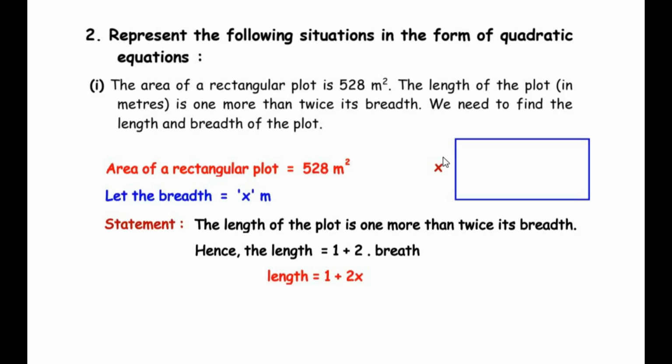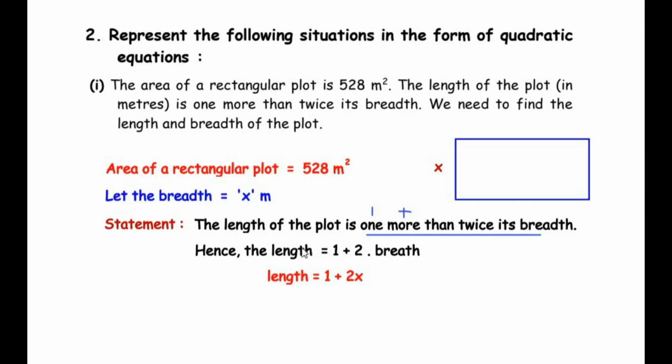Now they have given that the length of the plot is 1 more than twice its breadth. So let us consider the breadth or the width of this rectangle as x. So here we have written let the breadth be x meters and the statement is the length of the plot is 1 more than twice its breadth. So here the length becomes 1 more, means addition, keep in your mind. So wherever you see this keyword more, you have to take into consideration the addition.